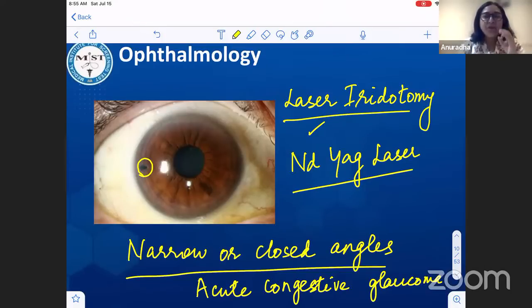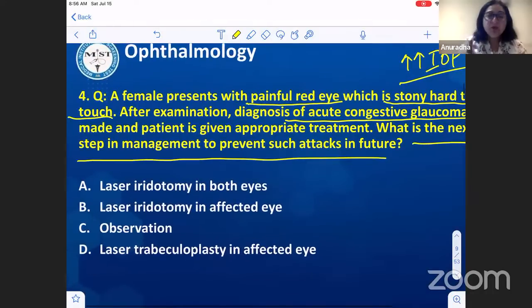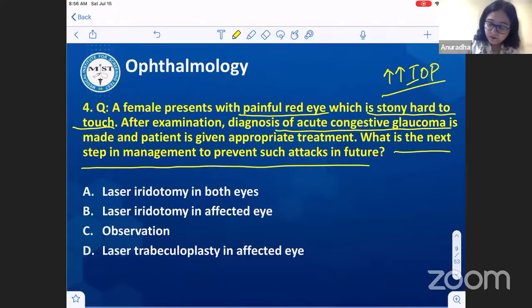So you want to prevent the future attacks. You will do the laser iridotomy not only in the affected eye, but also in the fellow eye. Right? Yes. The iridotomy should be done not only in the eye which presented with the attack, it should also be done in the fellow eye. So, what will be your answer now, beta? Is there any change in your answer now? Yes, the right answer here, my dear friends, is laser iridotomy in both eyes. Okay, so the answer is A.